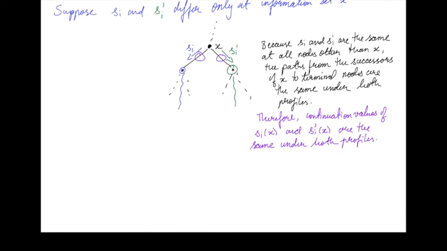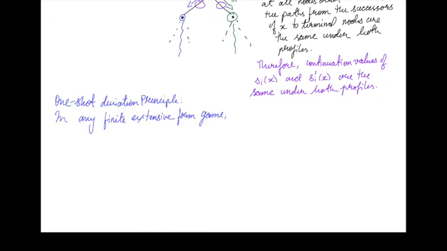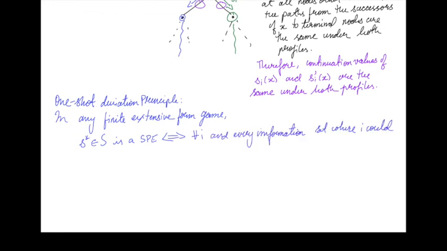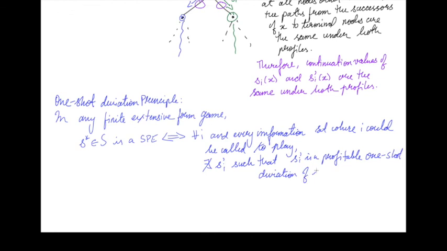So the one-shot deviation principle tells us in any finite extensive form game, some profile S star is a subgame perfect equilibrium if and only if for every player i and every information set where i could be called to play, there exists no S_i prime such that S_i prime is a profitable one-shot deviation of S_i star. So just ruling out one-shot deviation at every information set is enough to verify that a profile is a subgame perfect equilibrium.